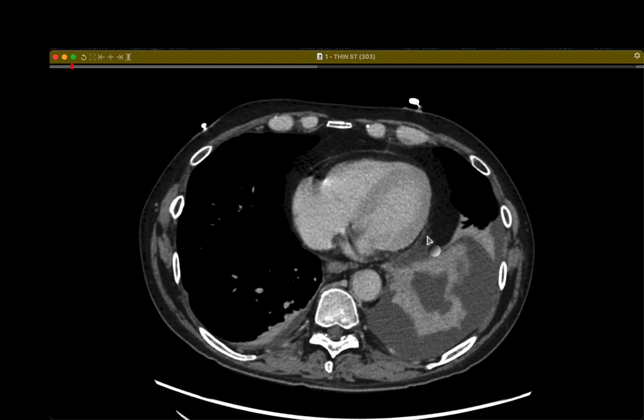The easiest way to prove this, if there's any question, is to do a sulfur colloid nuclear medicine study. You can also do a damaged red blood cell scan, anything that is taken up in the reticuloendothelial system. But given the history and the CT findings, it was deemed not necessary to do any further evaluation.